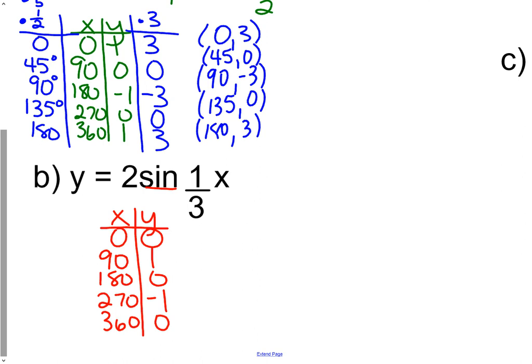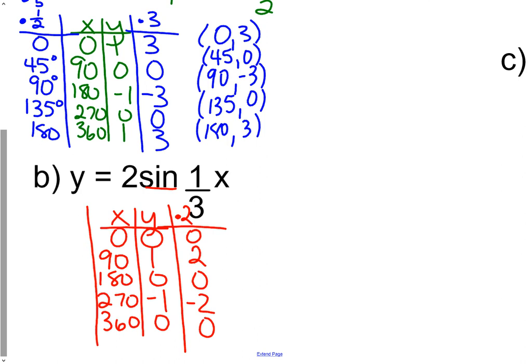I have a 2 that's being multiplied to my sine x, so that means I'm going to multiply all my y values by 2. So 0 times 2 is 0, 1 times 2 is 2, 0 times 2 is 0, -1 times 2 is -2, and 0 times 2 is 0. And then I have that 1/3, so 1/3 x. So remember, we multiply by 1 over b. So this is going to be 1 over 1/3, which is just 3. So we're going to multiply everything by 3.